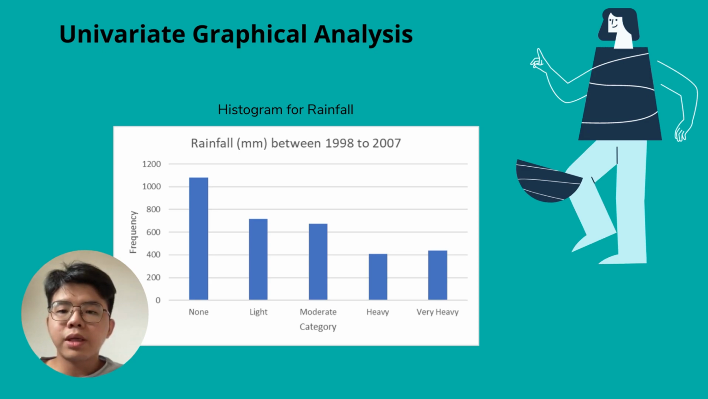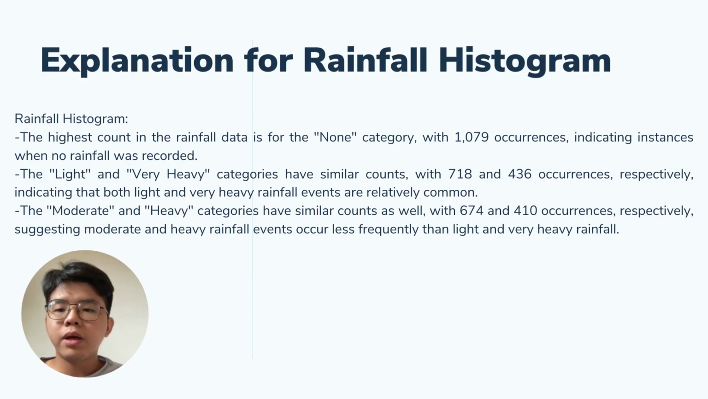So the next one is the histogram for rainfall between 1998 to 2007. And for the x-axis, we use categorical data, which are non-rainfall, light, moderate, heavy, and very heavy rainfall. And for the y-axis, we use frequency as well. The highest count in the rainfall data is for the non-category with 1,079 occurrences, indicating instances when no rainfall was recorded.